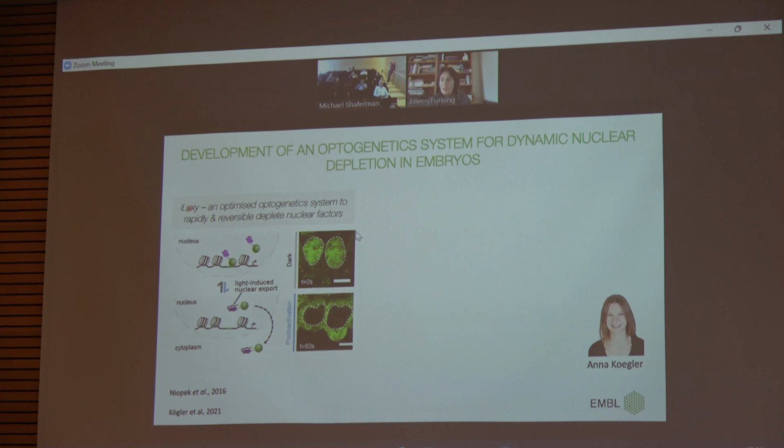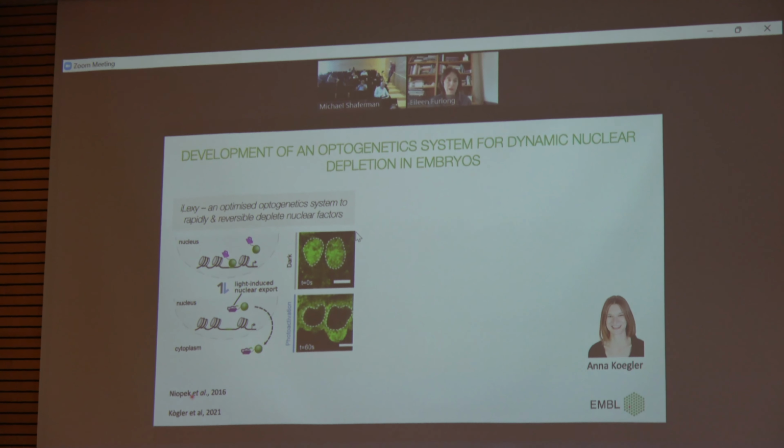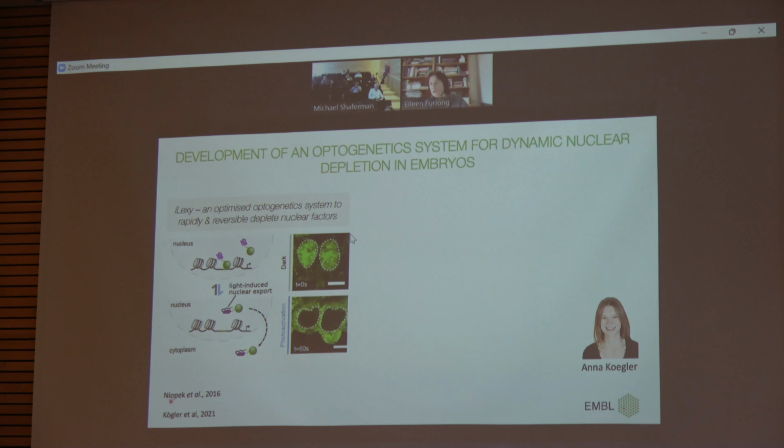So this is based on LEXY, a method first developed in mammalian tissue culture by another group. It's based on having a LOV domain with a nuclear export signal. You tag your protein of interest with this domain, you shine blue light on it, and it causes a conformational unfolding, so the nuclear export signal is exposed and your protein can be exported from the nucleus. In our study, we made a whole series of mutations to the LOV domain to increase its strength, and we changed the dynamics of its recovery. So we call the system iLEXY, and I'm going to show you what that looks like.